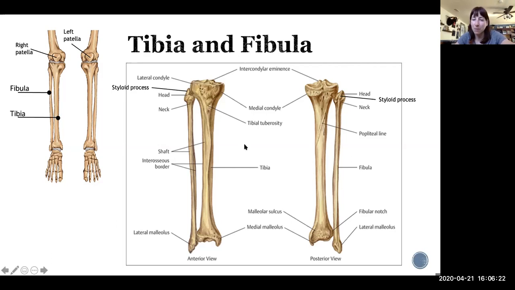So let's talk about some markings on these guys. We are reaching the end. I'm excited. We're gonna make it.